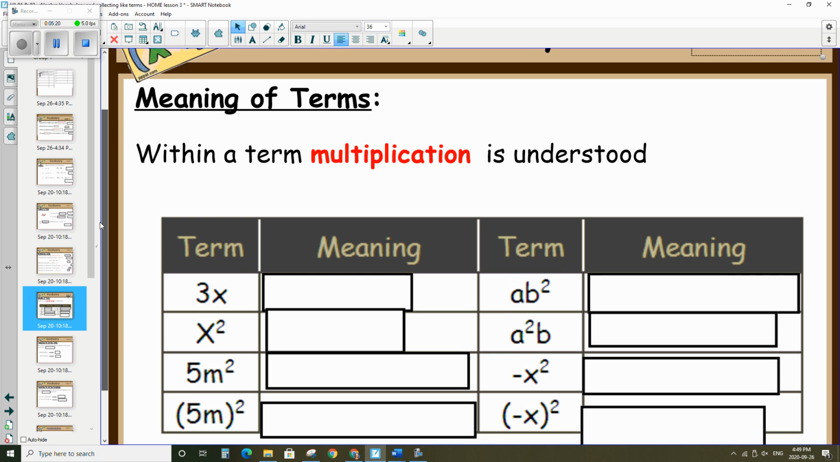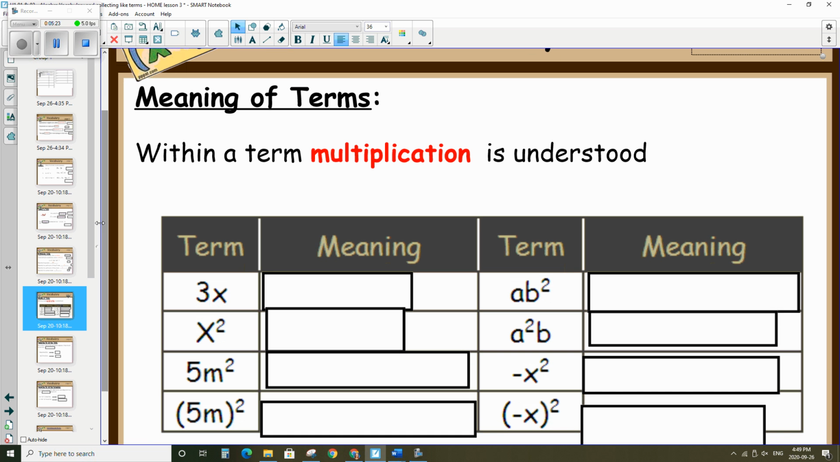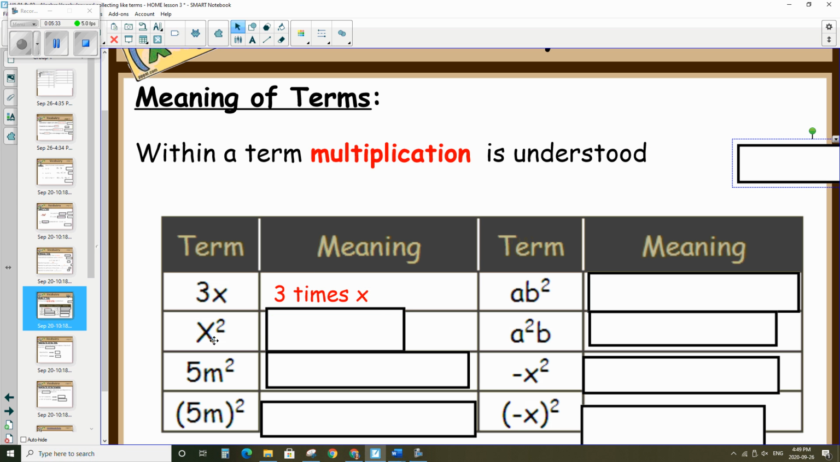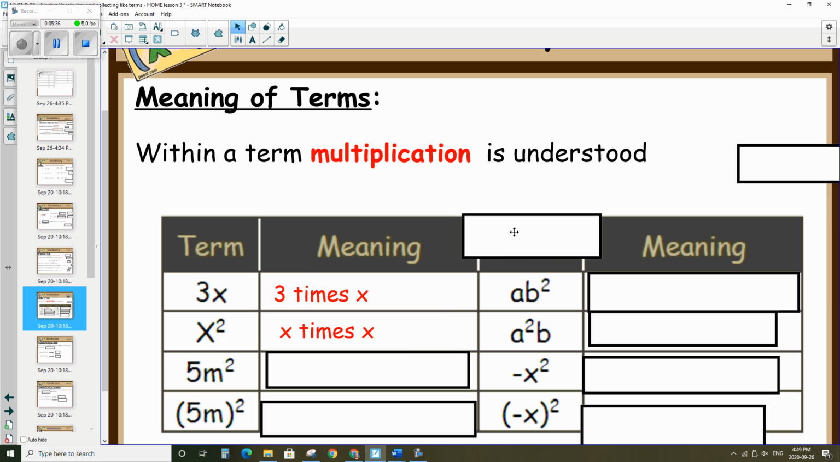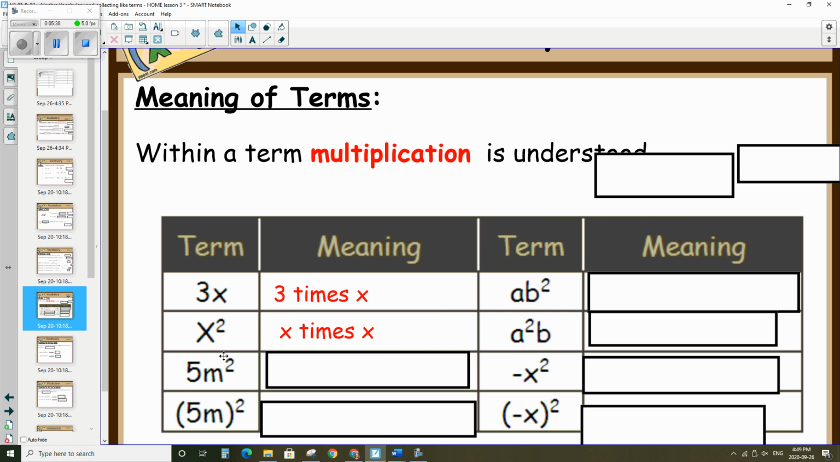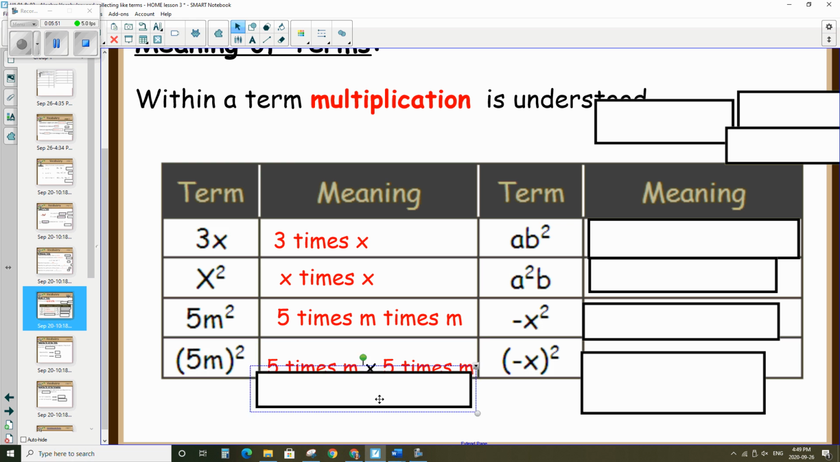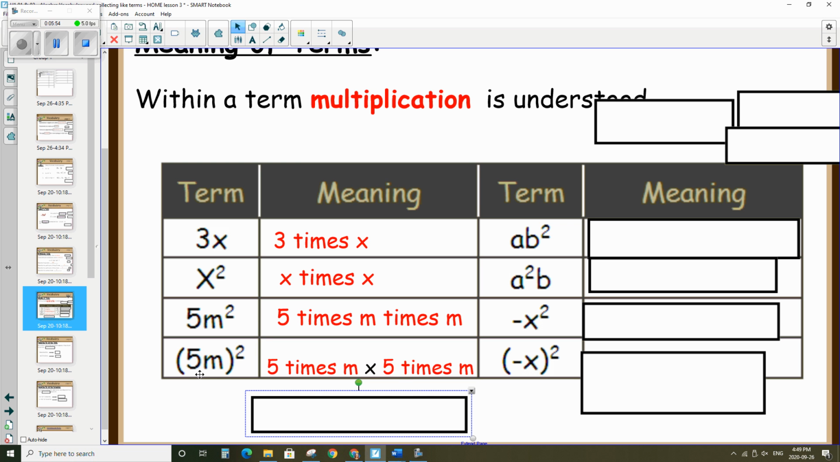Meaning of the terms within a term, multiplication is understood. So that means that we're assuming that the 3 is being multiplied by the x. 3 times x. X squared means x times x. 5m squared means 5 times m times m. And 5m in brackets, all squared, means the entire thing is being squared. So it's 5m times 5m, or you could say 5 times m times 5 times m.